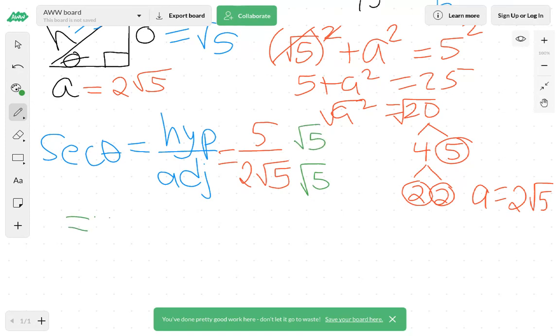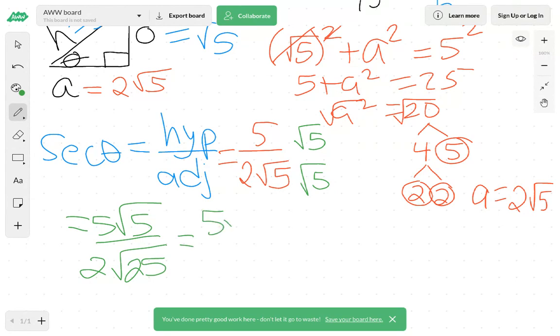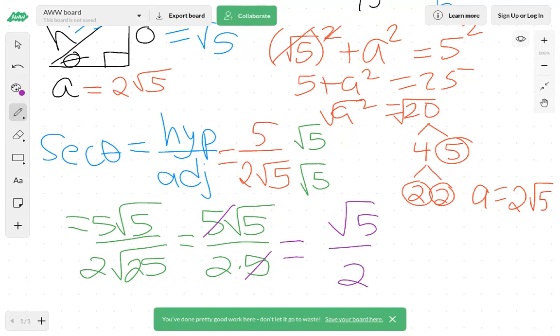That leaves me with 5 square root 5 over 2 square root 25. But I know the square root of 25 is 5. So I have 5 root 5 over 2 times 5. And since there's a 5 on the top and the bottom, they can cancel out, leaving me with the answer of square root 5 over 2.